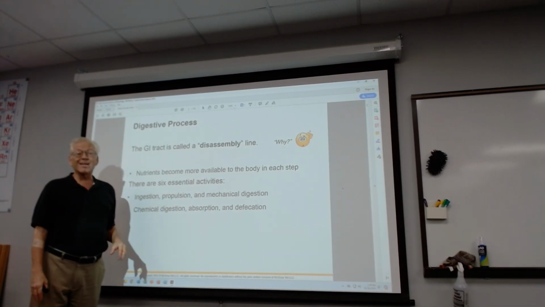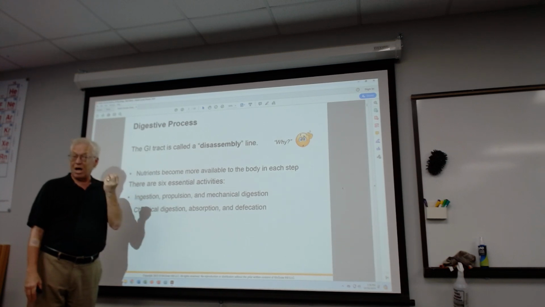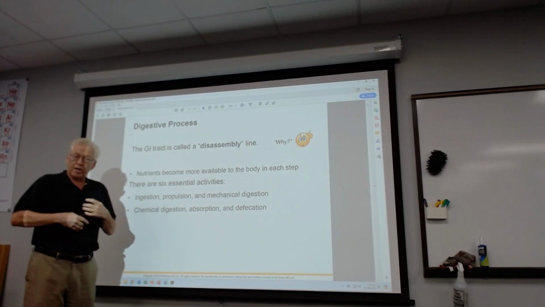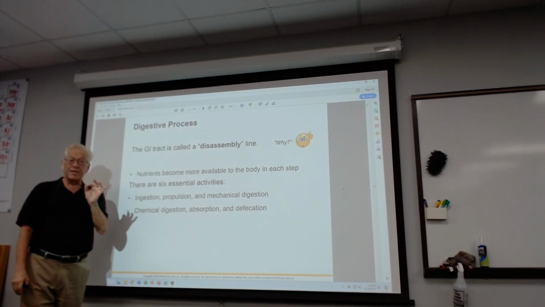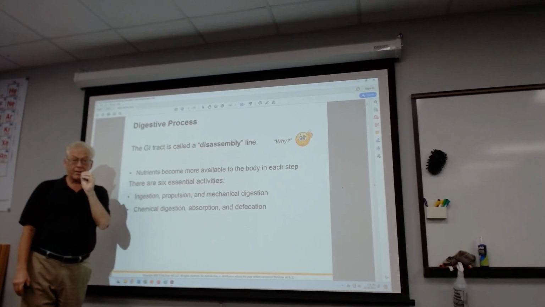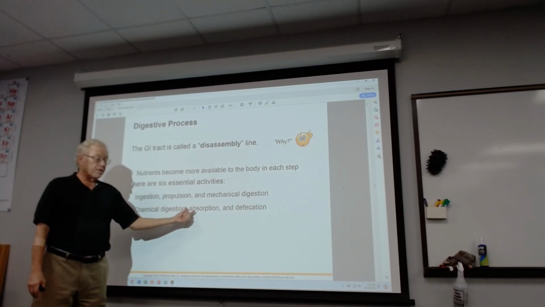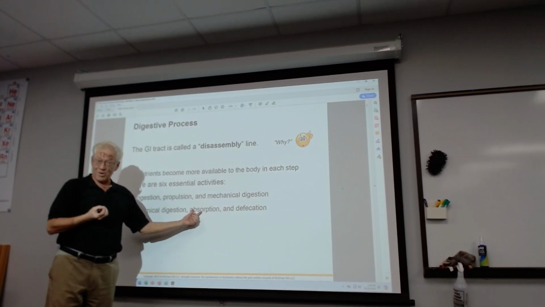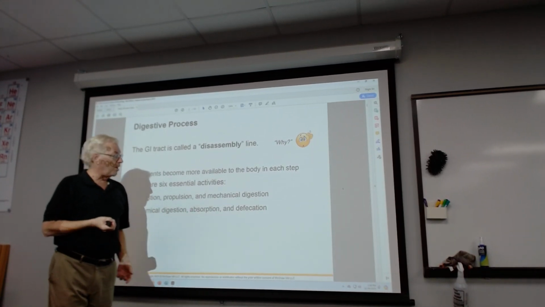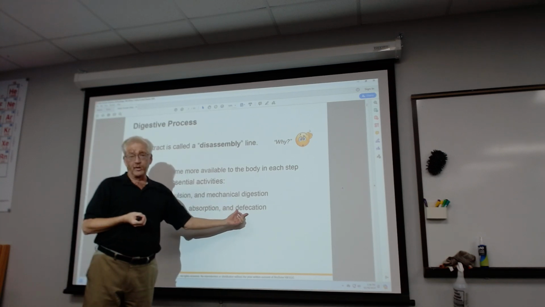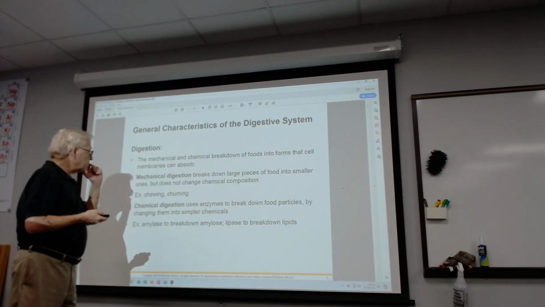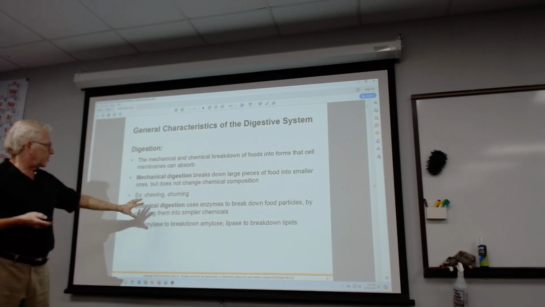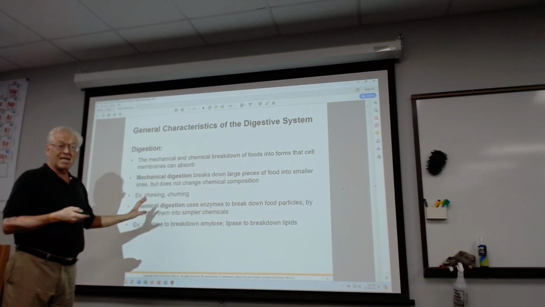We're going to mechanically digest it, chop it up, churn it up with your stomach, and chemically digest it with enzymes and bile to chemically break the molecules down. Then we have to absorb those molecules and put them into our blood, and what we don't absorb, we have to eliminate. 10-4? Okay. So, one of the questions we're always asked is the digestion being chemical.